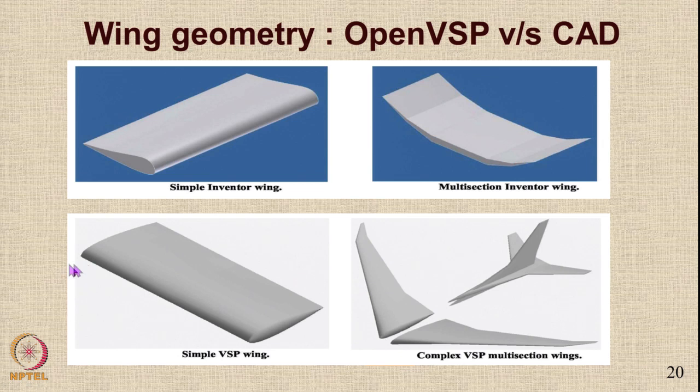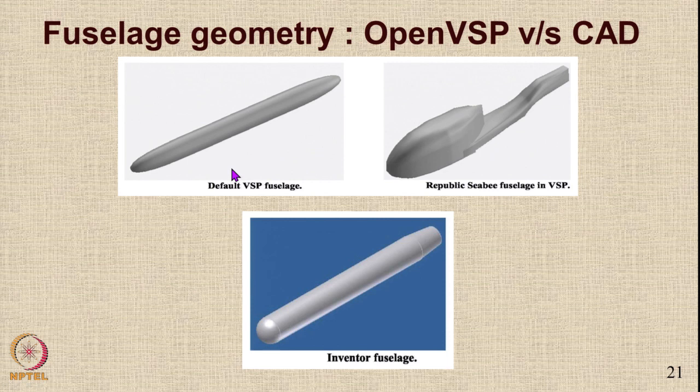So you can see this is a simple wing in VSP, and this is a little bit complex wing in multi section, and this is how you make wings in Inventor. Similarly, if you look at the fuselage geometry in VSP, this is the default one, and you can make it as complex as this kind of a fuselage. But in Inventor, you have to make do with simple fuselages like this, and then you have to spend a lot of time trying to change their dimensions to make it like an aircraft fuselage.